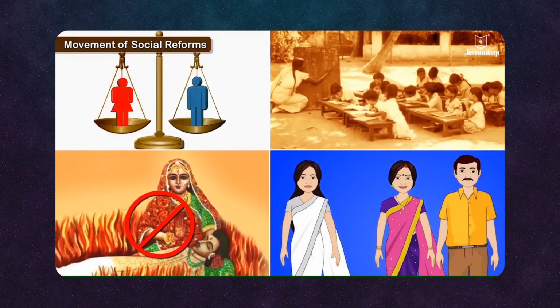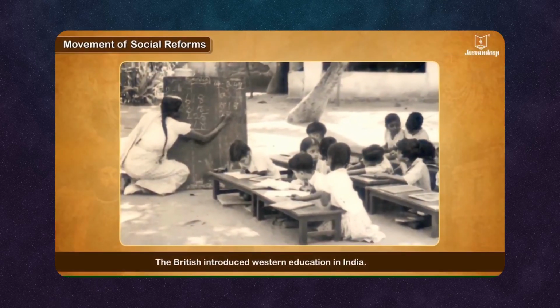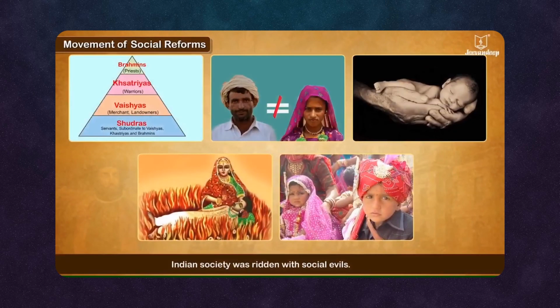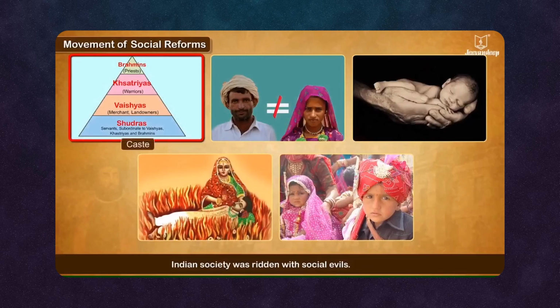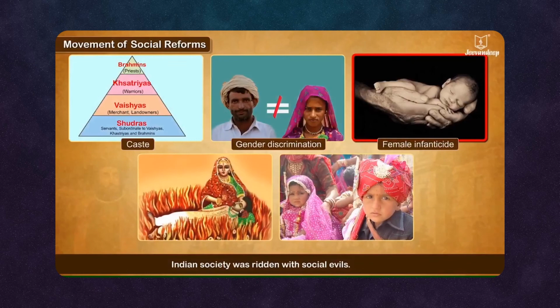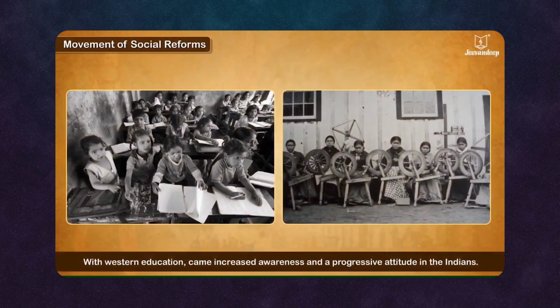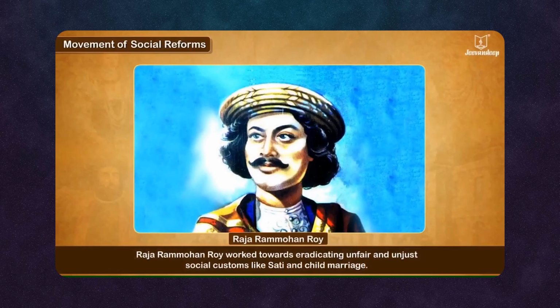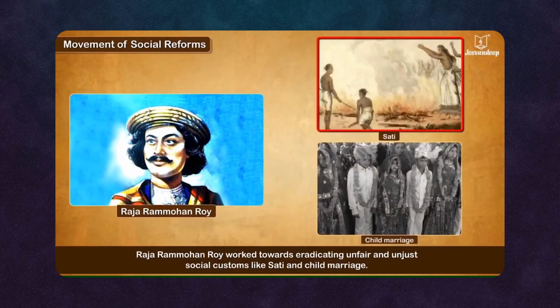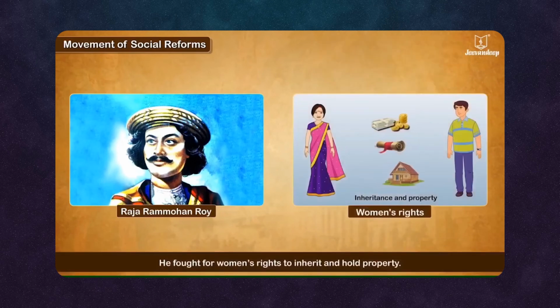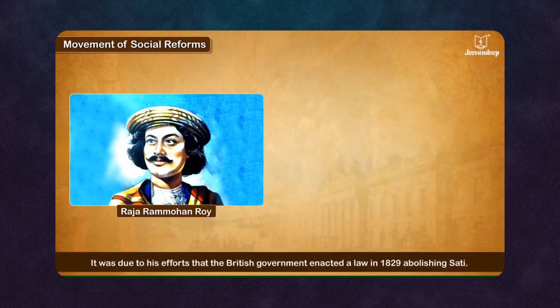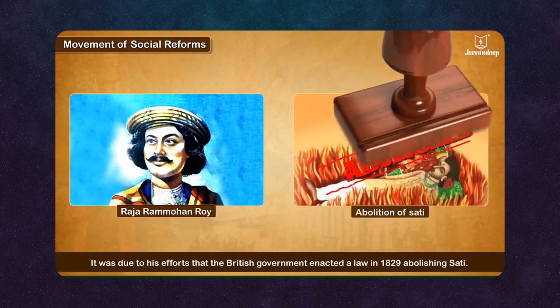Movement of social reforms. The British introduced Western education in India. Indian society was ridden with social evils like caste and gender discrimination, female infanticide, sati and child marriage. With Western education came increased awareness and a progressive attitude in the Indians. Raja Ram Mohan Roy worked towards eradicating unfair and unjust social customs like sati and child marriage. He fought for women's rights to inherit and hold property. It was due to his efforts that the British government enacted a law in 1829 abolishing sati.